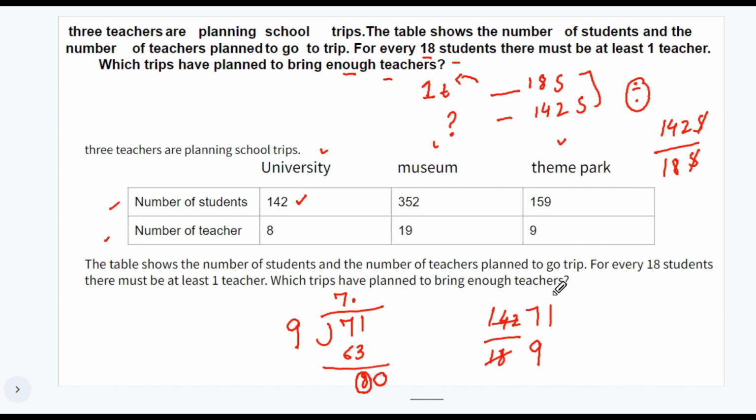So which number is near to 80 in the 9 times table? 9 times 9 is 81, so 9 times 8 is 72. Just round it off. You have already done rounding numbers. This 7 we need to round off to 8. 8 is greater than 4, so this 7 can be rounded to 8, right? So it means that the number of teachers is enough for the number of students. So this university trip has enough teachers, right?